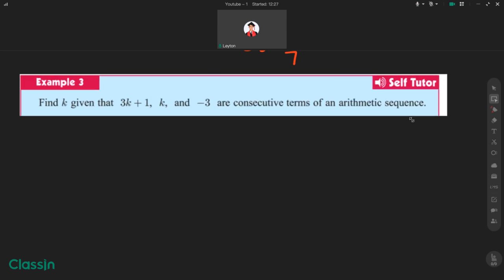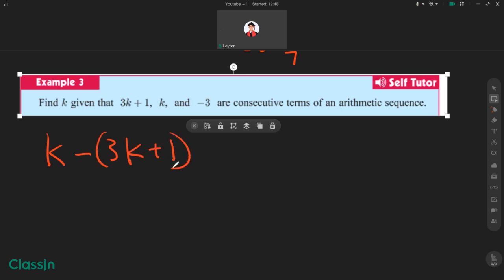So this is a very common problem in exams. Find k given that 3k plus 1, k, and minus 3 are consecutive terms of an arithmetic sequence. So the way that I would do this is k minus (3k plus 1). Remember to keep the brackets. This would be the first common difference, the common difference between these two terms.